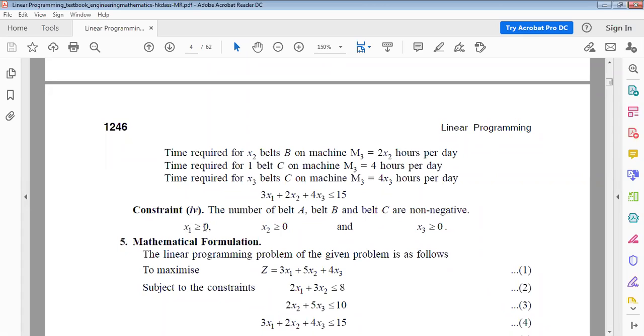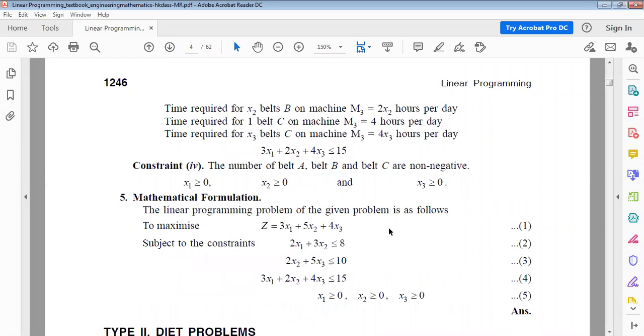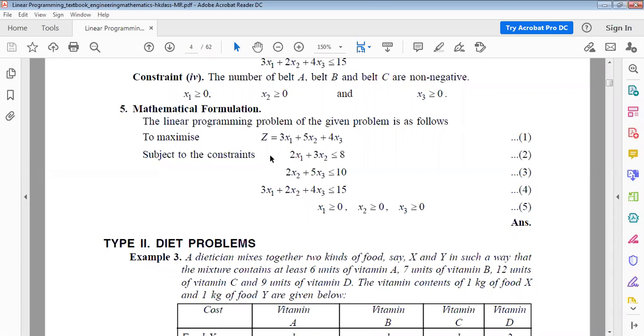This is why x1 must be greater or equal to 0, x2 must be greater or equal to 0, x3. And this whole thing is the objective function, and this is the subject to the constraints. There are three constraints. This is from what? Machine 1. This is from what? Machine 2. And this is from what? Machine 3. And this is the non-negativity restriction.